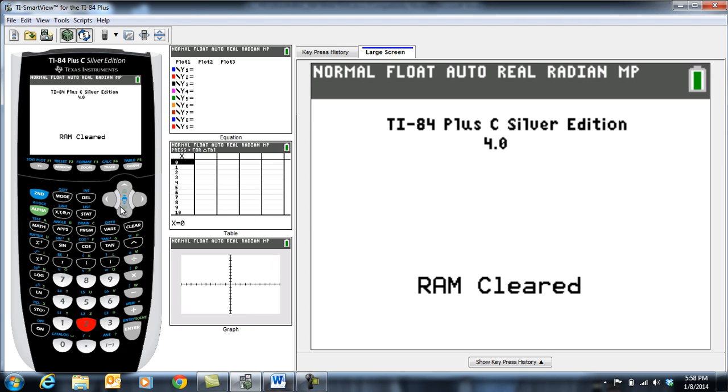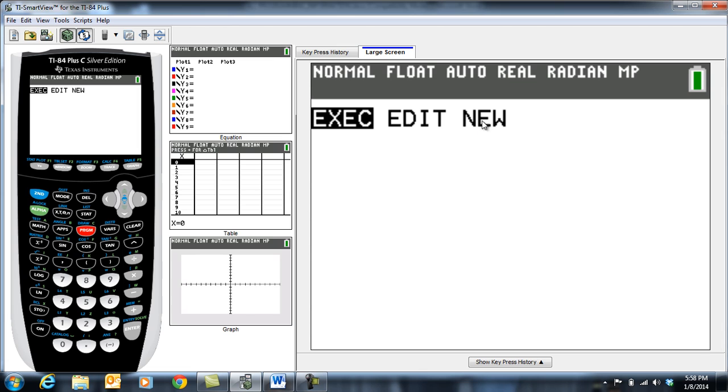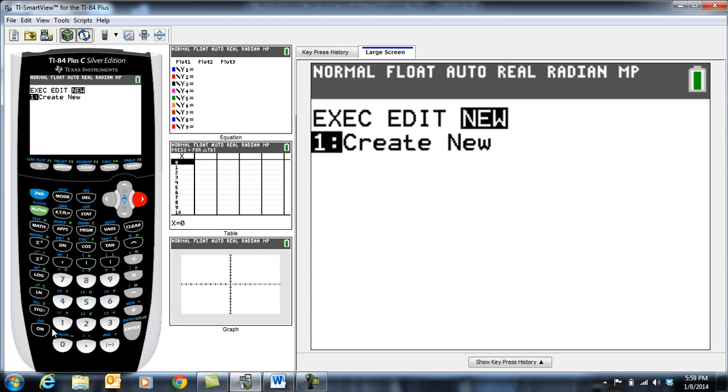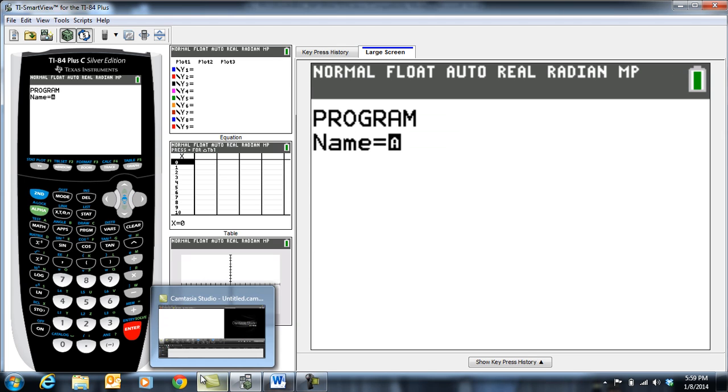So we're going to start with our program, which means we get to push the program button, which is right here where my little arrow is pointing. We're going to push program, and we're going to make a new one. So we're going to arrow over until it says new. And yes, we want to create a new one, so you can either push 1 or hit enter. It doesn't matter. And we're going to name it.